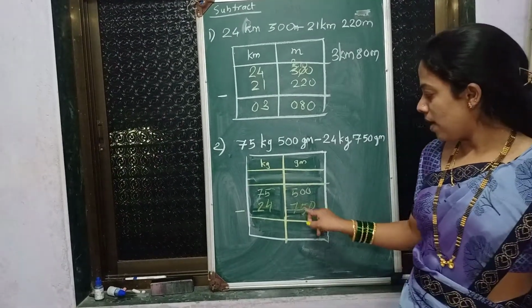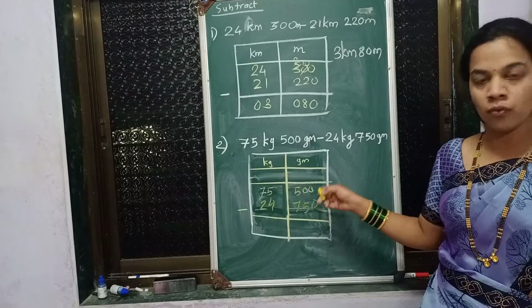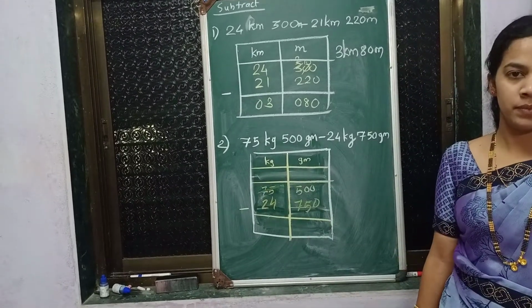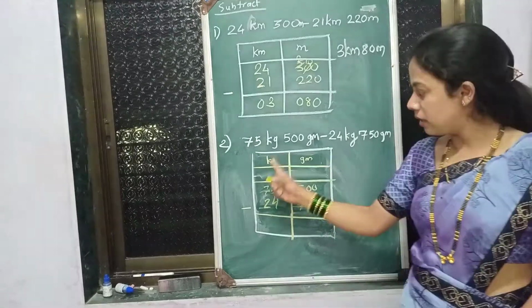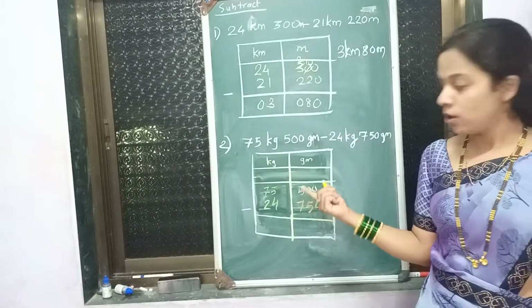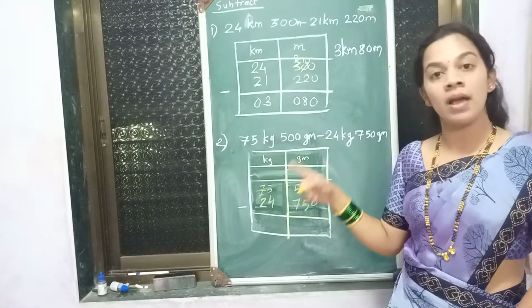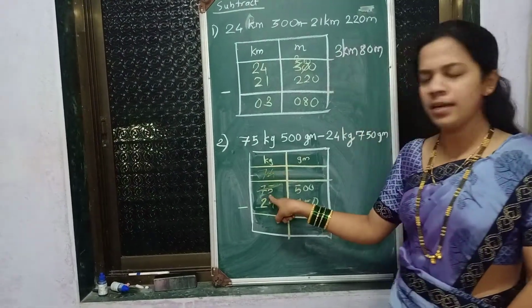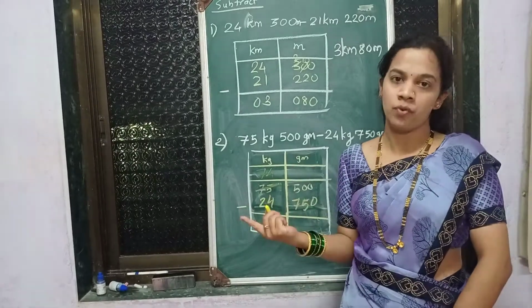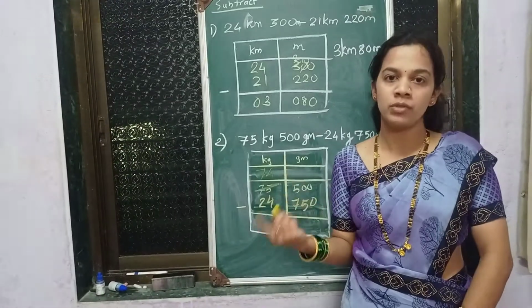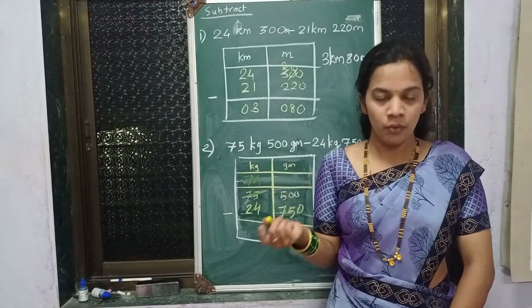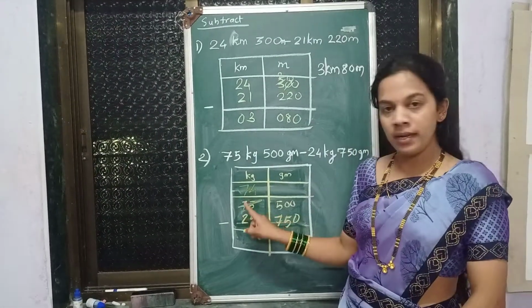But we will make it possible by doing it. So here just see 500 minus 750 is not possible. So what we will do? We will cancel one particular kg from this 75. So 75 minus 1 will be how much? 74. Let it be any number, just cancel one digit from it. 75 then you will do 74. It is 23 then do 22. It will be 20 then do 19.